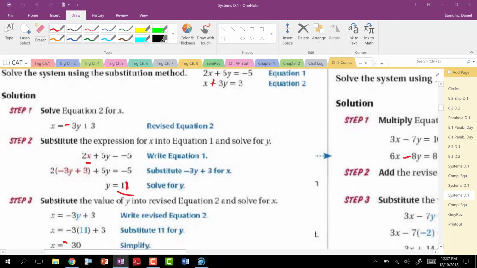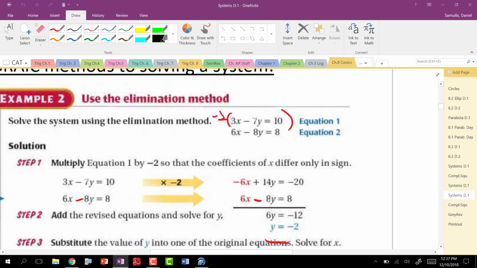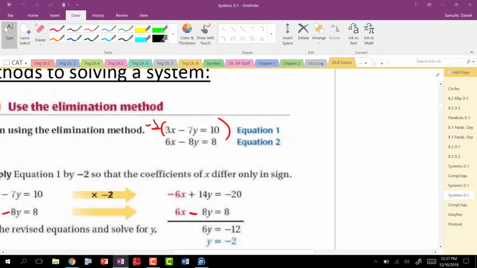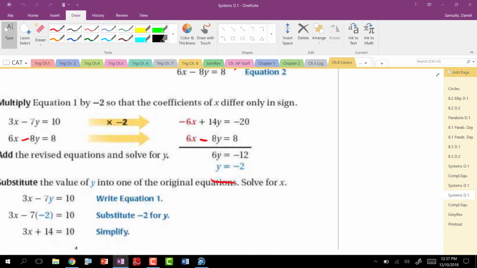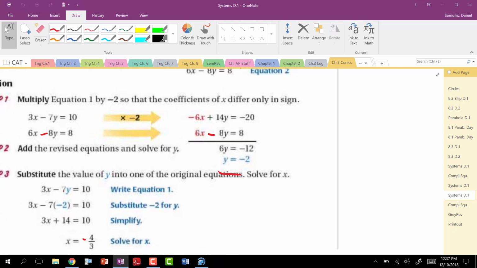The other one was elimination, which is my favorite. You have this system, and maybe you see that the x's go away nicely if I multiply the top equation by -2. Then I get opposites for the x's, and they would cancel when I add them. Then I'd get y equals -2, and then I'd substitute y equals -2.